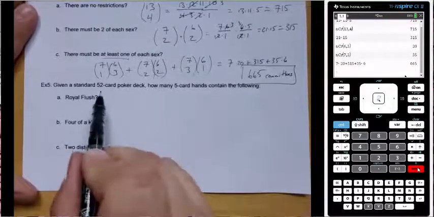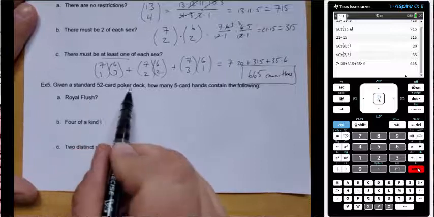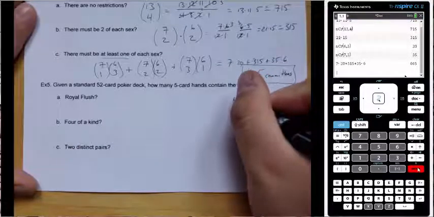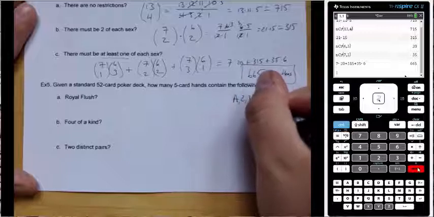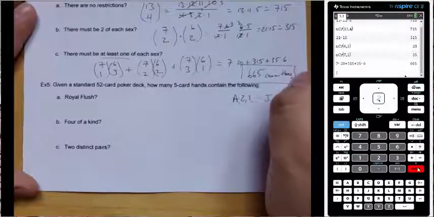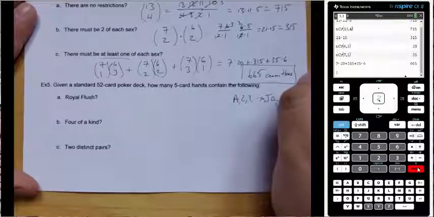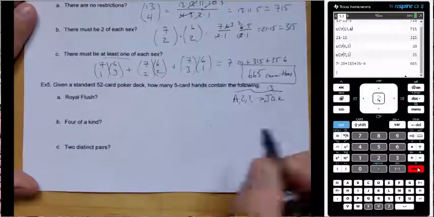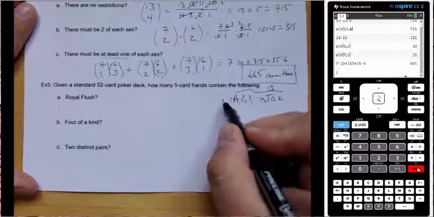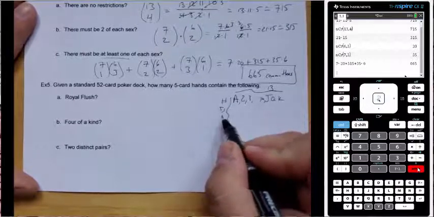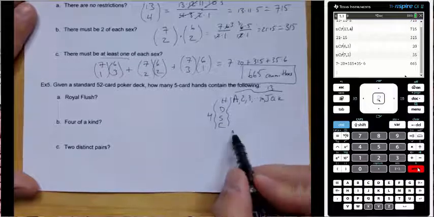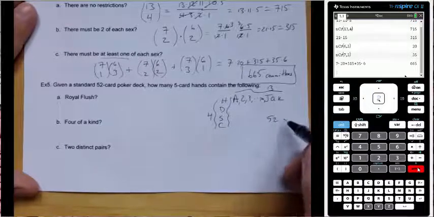So we're on the same page, a 52-card poker deck has ace, 2, 3, up through 10, jack, queen, and king in it. That's 13 of each denomination. And there are 4 suits: hearts, diamonds, spades, and clubs, for a grand total of 52 cards.